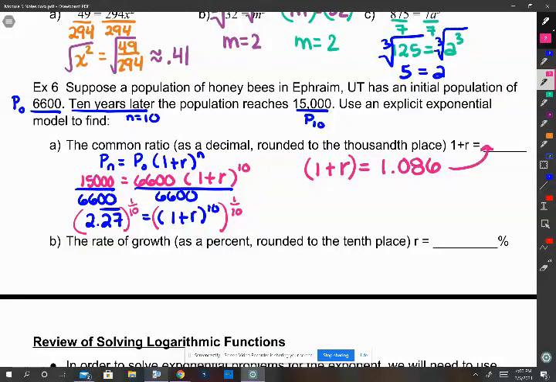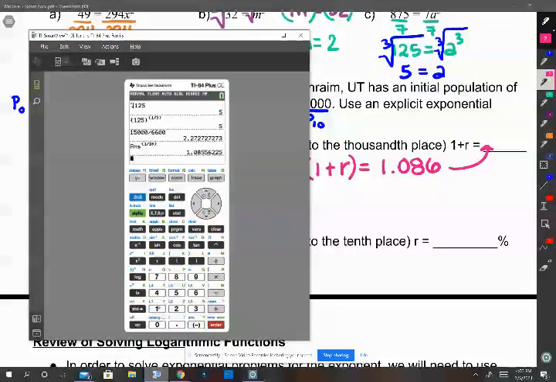All right, another option is we also could have said 10 and pushed math and then gone down to number 5 and put our answer in.